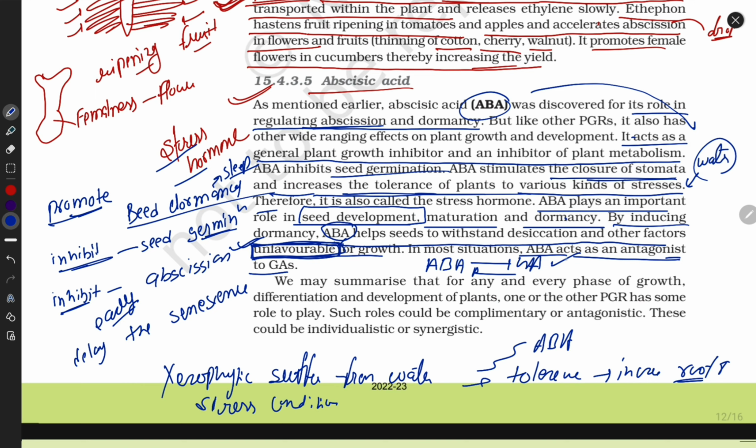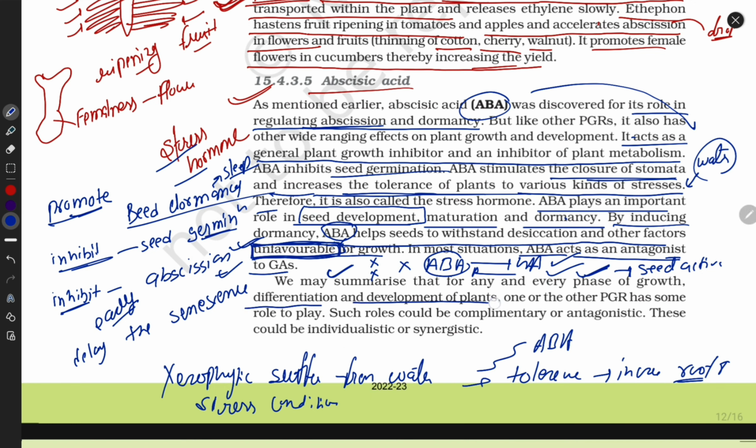Why? Because GA induces seed germination, GA induces flowering, but this one breaks the flowering time, breaks the seed germination time. GA induces seed germination and inhibits seed dormancy. ABA promotes seed dormancy. GA wants the seed to become active, but ABA does not want the seed to become active without unfavorable conditions. So this is the stress hormone. They inhibit the growth.